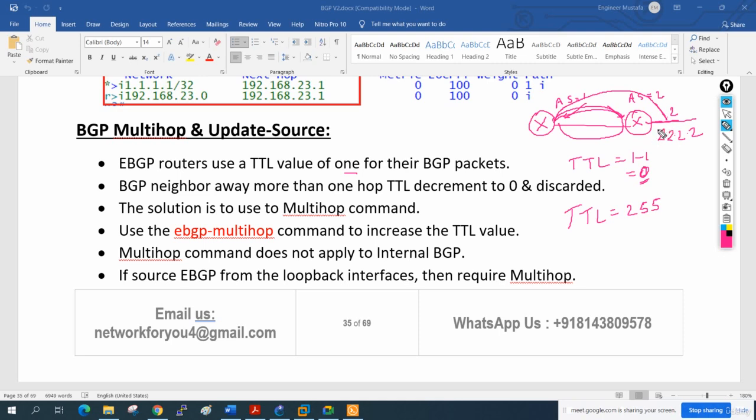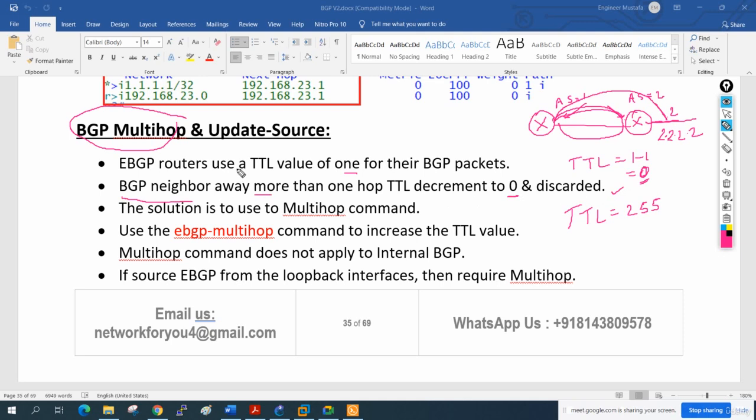So how can we overcome this? We can overcome it by typing the BGP Multihop command. We are going to learn how we can configure this. Here I wrote that for a BGP neighbor more than one hop away, the TTL value decreases to 0 and it will discard the packet.